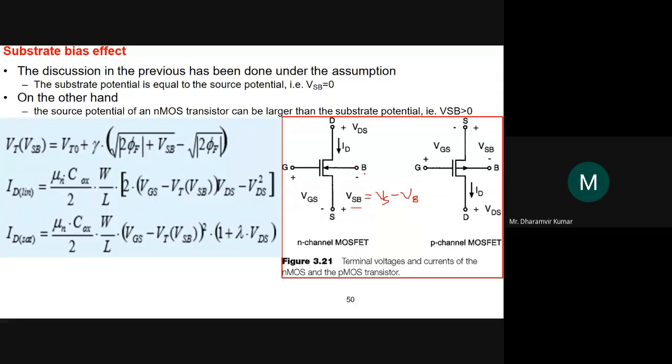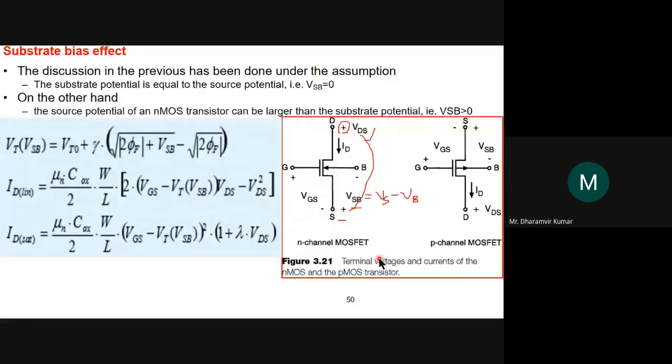Okay, and this is VDS, the potential difference between drain and source. So drain positive, and for source it will be negative, and this is the potential between the drain and the source terminal. So these are the voltages that are actually affecting the value of current that flows through the MOSFET.